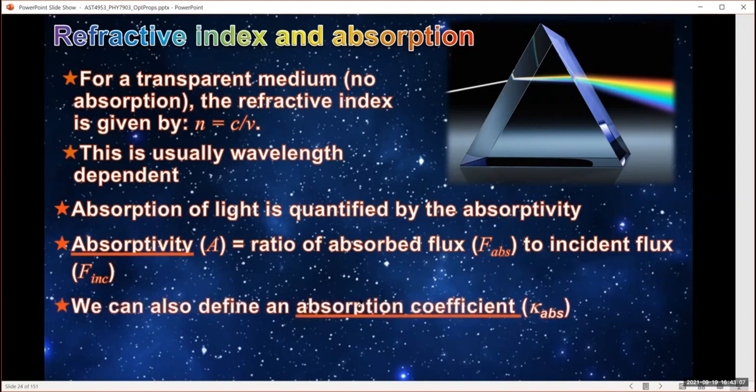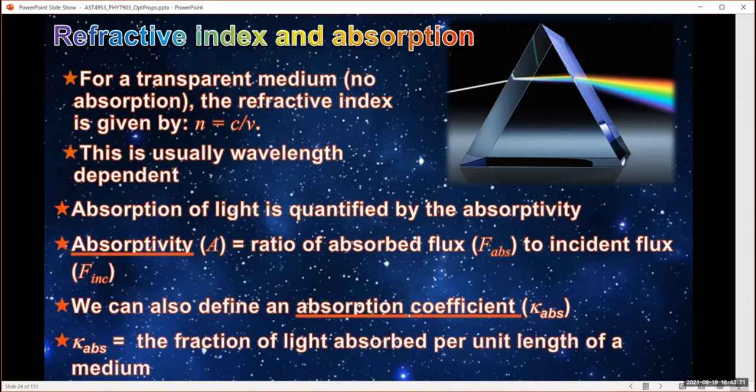But we can also define a term that is called the absorption coefficient. Here I've called it kappa abs. You'll see in different textbooks it might be k abs or kappa abs, or sometimes alpha abs. Different letters get used because, well, we'll see in a minute. This absorption coefficient is essentially the fraction of light absorbed per unit length of the medium. So it's related to the absorptivity, because it's F abs over F inc, but now it's got a component that relates to how thick the slab is.